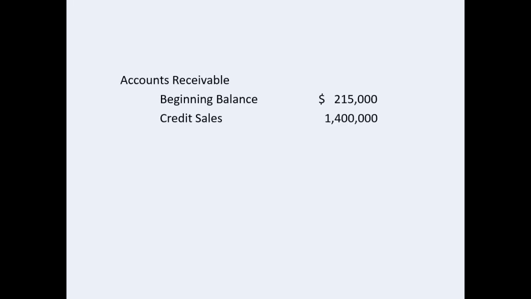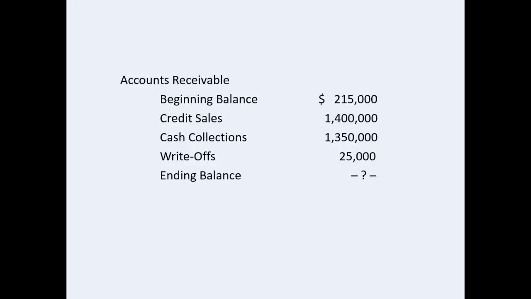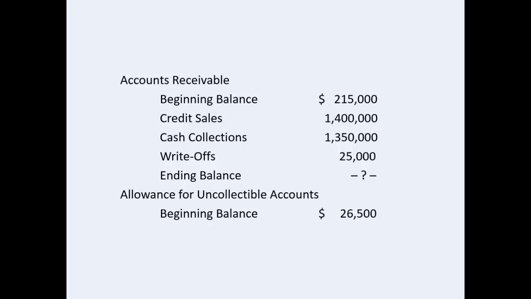So let's say your beginning balance is $215, credit sales $1.4 million, cash collections $1.35 million, write-offs for the year were $25,000, and what is your ending balance? Well, we'll see how we plug these into the T accounts to create your journal entries. And then, of course, that allowance account is a permanent account. Bad debt expense is going to be based on 2% of credit sales.